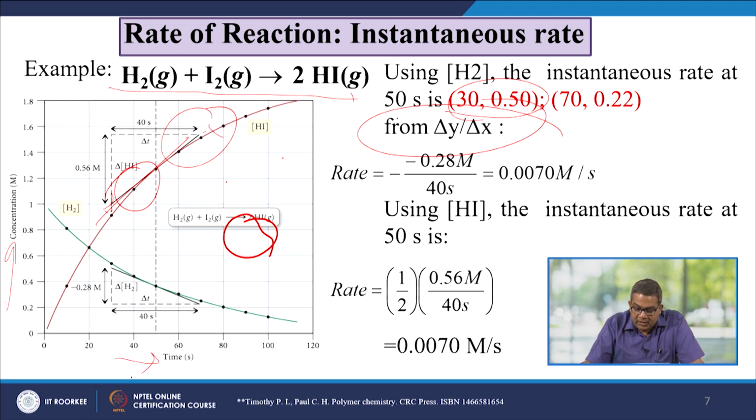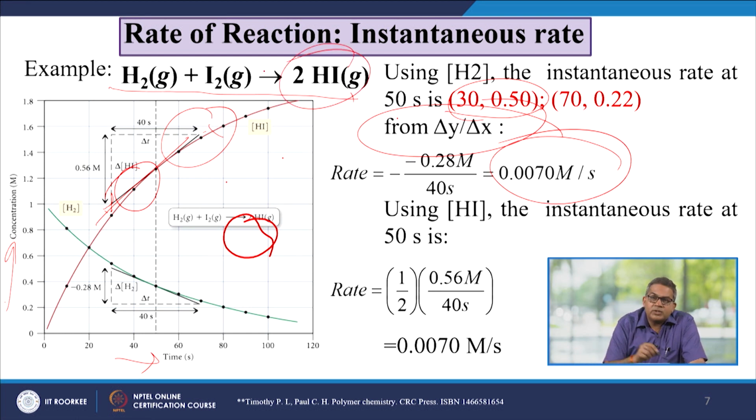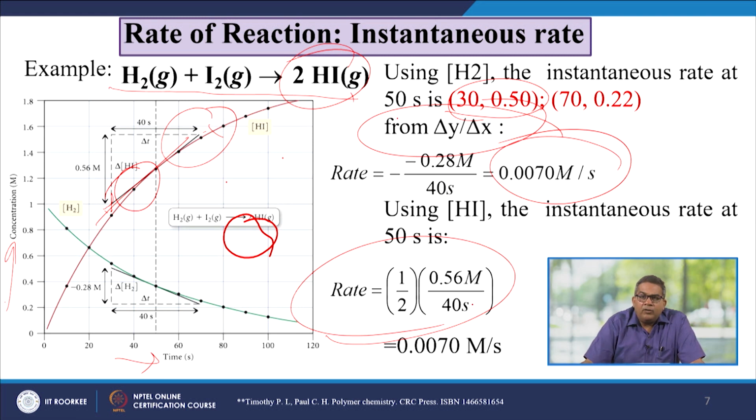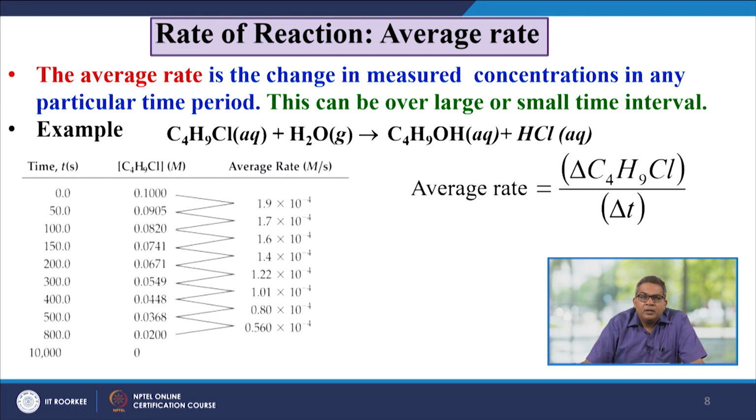So the rate is given by 0.2 minus 0.28 over 40. This comes out to be 0.007 M. Now, using hydrogen iodide for the instantaneous rate at 50 seconds, the rate is equal to half into 0.56 over 40, which comes out to be 0.0070.